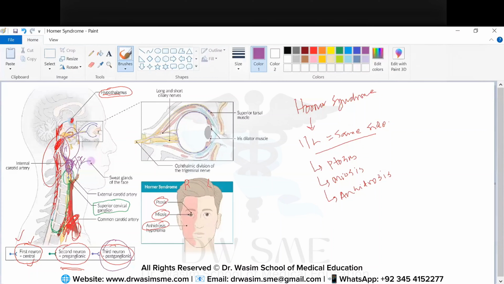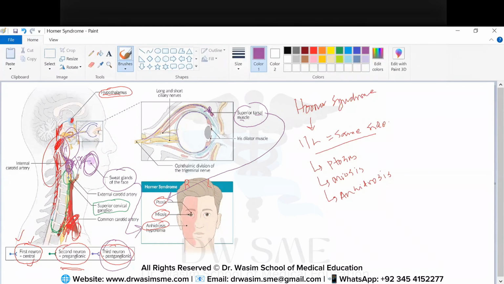Why is Horner syndrome caused? If you look over here, this is the supply from this sympathetic chain to the sweat glands of the face. So that's why in Horner syndrome there is anhidrosis. The second thing is the supply by the third neuron of your dorsal muscle. If this is lost, whether in the central, that is the first neuron, or in the preganglionic, that is the second neuron, or in the postganglionic, that is the third neuron, the supply to this muscle, the superior tarsal muscle, will be lost and it will cause ptosis.